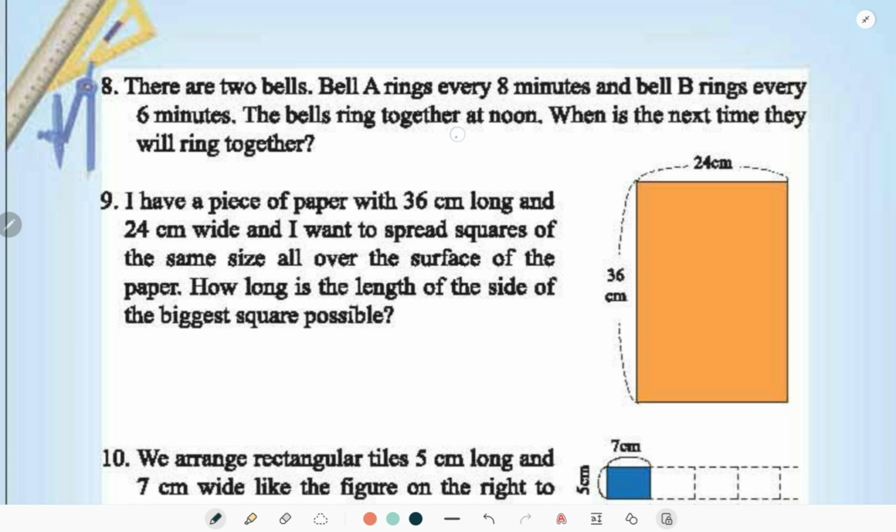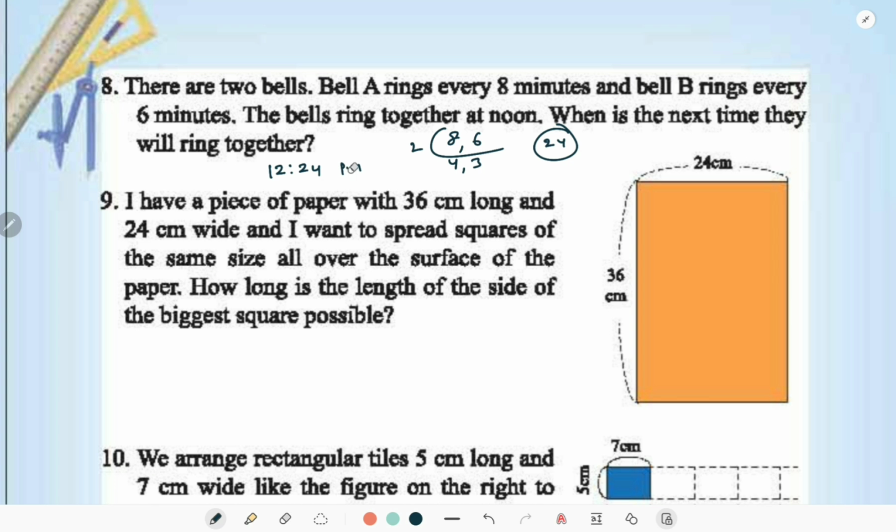Okay, so 8 comma 6, what is the LCM? 2 4s, 2 3s, so LCM is 2 into 4 into 3, that is 24. LCM is 24. After 24 minutes again they will ring together. At 12 noon they rang together. So the next one is after 24 minutes, that is 12:24 p.m.